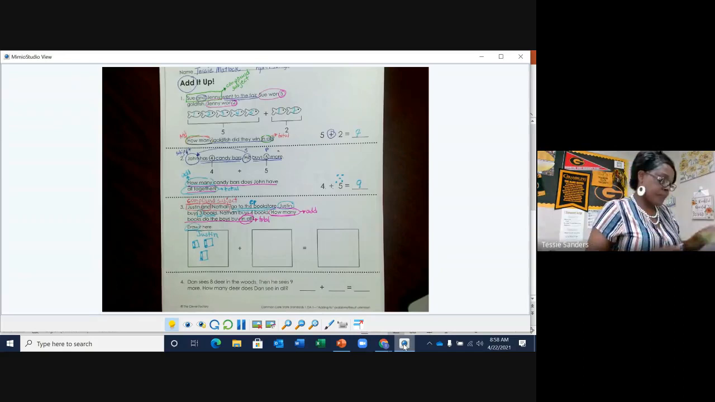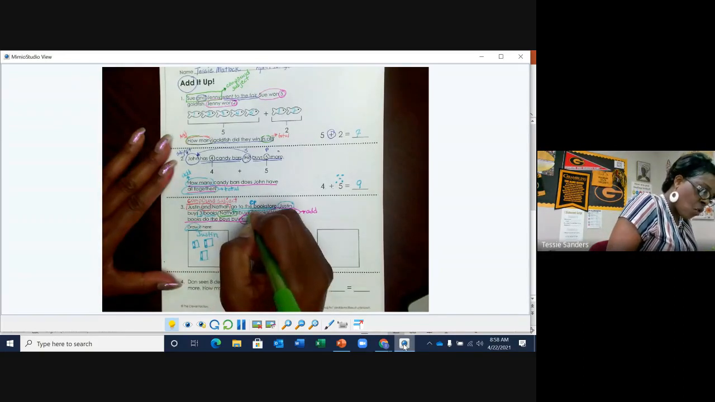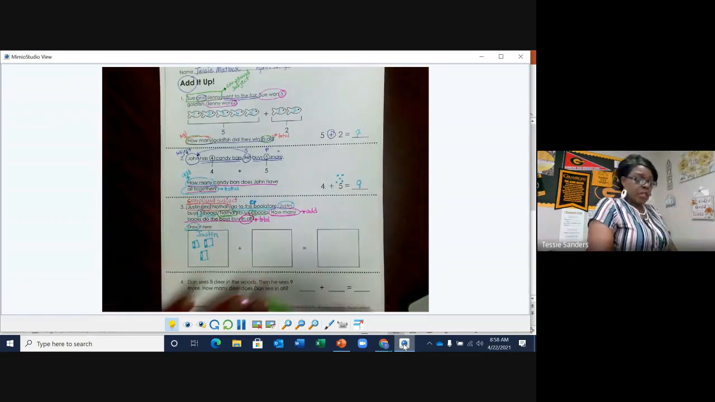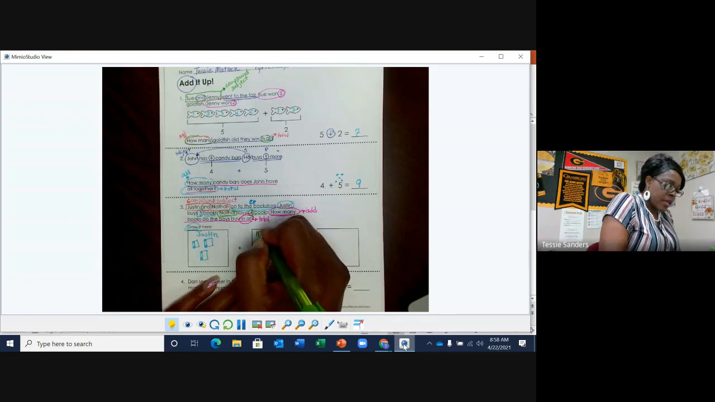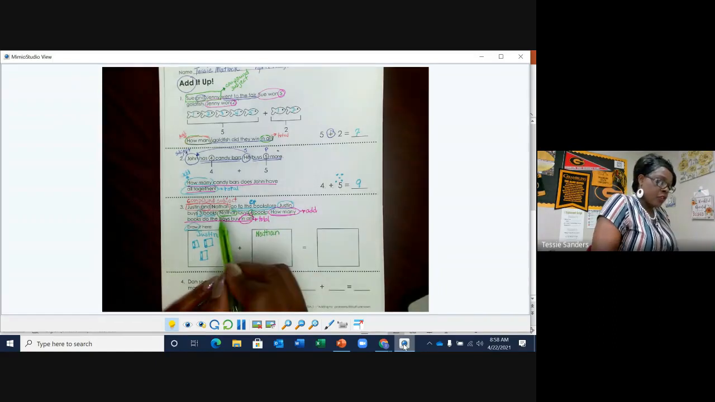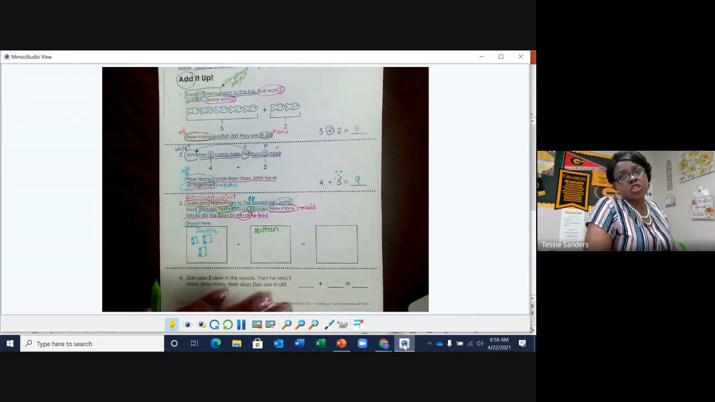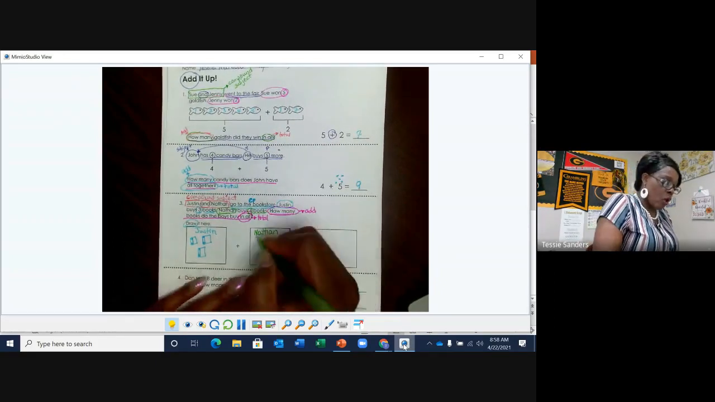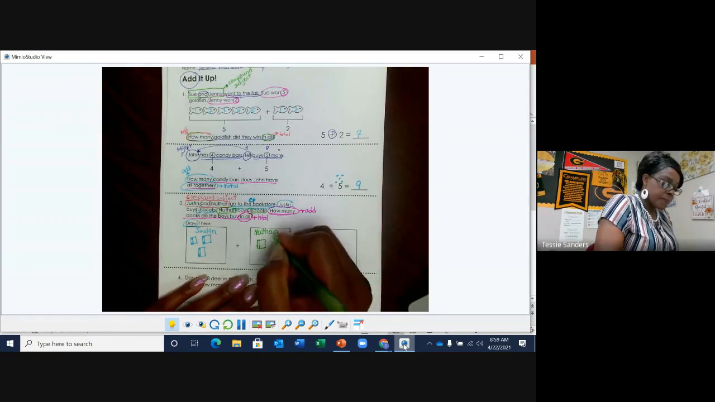And Nathan buys 4 books. Let's write Nathan's name in capital N A T H A N. You can see Nathan's name. Use the word problem as a dictionary, as a resource. So draw 4 books for Nathan. You can draw 4 squares.